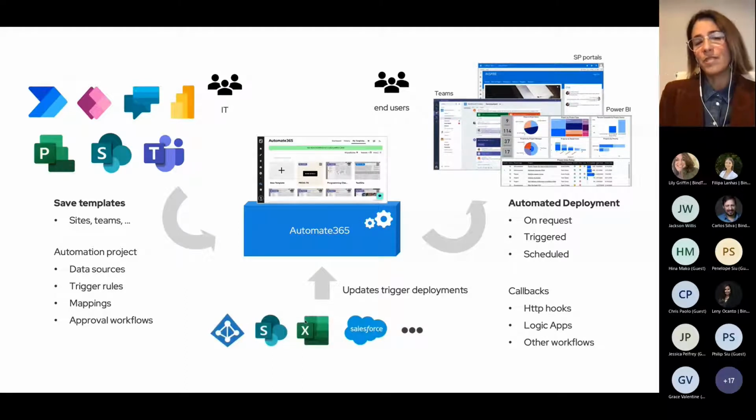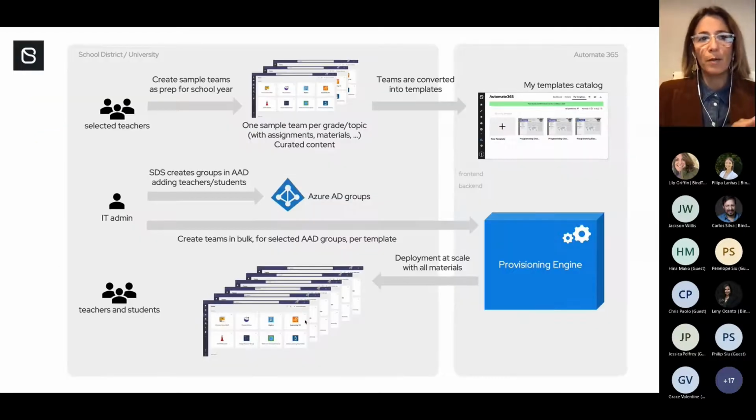Also, Automate365 not only allows the triggering of the deployment to be based on information that changes and is updated within the Azure AD or in SharePoint, but also from other types of data sources like CSV files or Excel files, or, for example, CRM systems. So let me show you how the entire flow works.